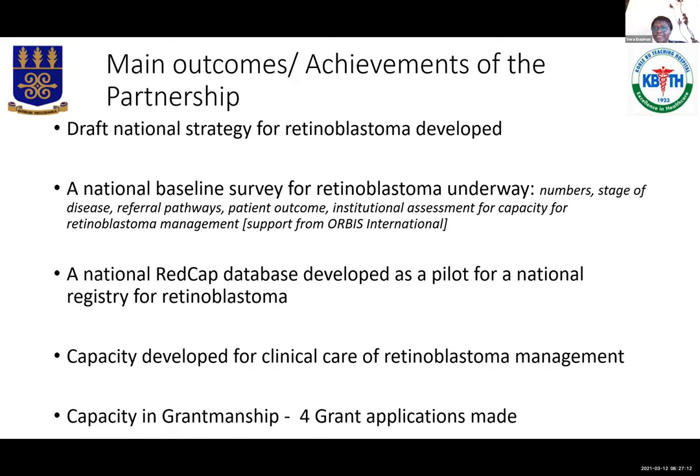And even recently, apart from South Africa and Egypt, we are now offering intra-arterial chemotherapy in my center, and brachytherapy will be coming on board this year. We've also had a number of grant applications. I must say that they haven't been successful, but I would say partly successful because it has taught some of us how to write grants.